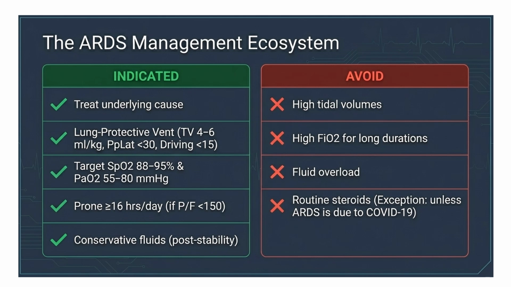So for management, what are the things we have to do? What are the things we should not do? Treat the underlying cause, lung protective ventilation as I mentioned above, target oxygen, and prone position if the PF ratio is less than 150, and fluid. Fluid is very important. Don't give excess fluid causing overload. These are the management strategies. This is how you have to manage the ARDS patient.